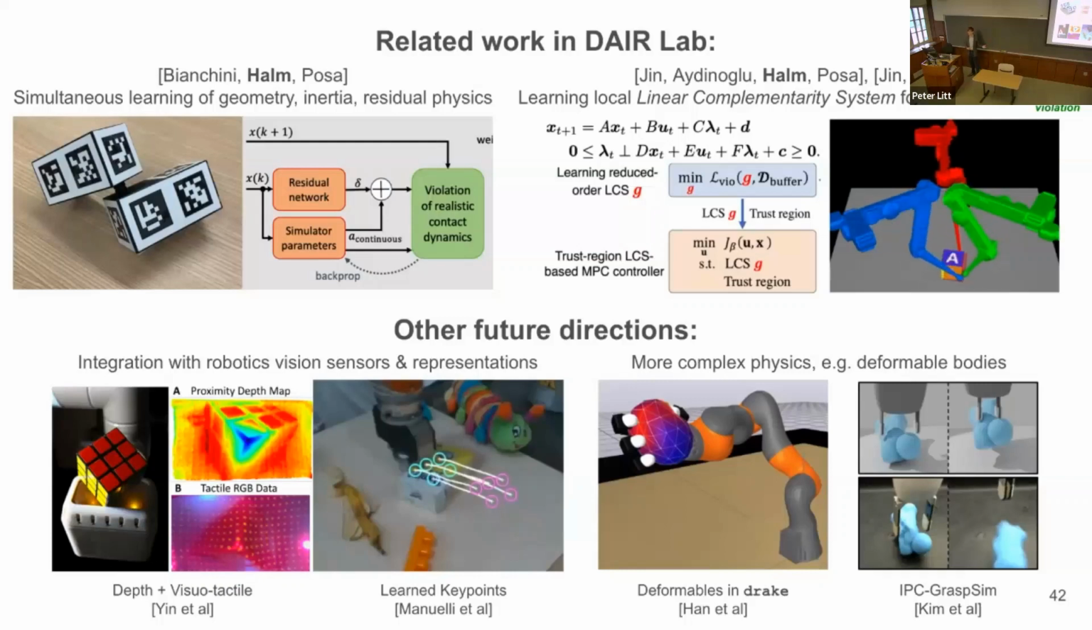And this could be on the raw data or learned simplified representations such as key point tracking that have been explored in the community as well. And finally, to ultimately increase the accuracy of the physical models that we would learn, it would be important to extend these methods to be able to capture more complex physics, such as models that can capture the physics of deformable objects, which is a very active area of research in robotics these days.